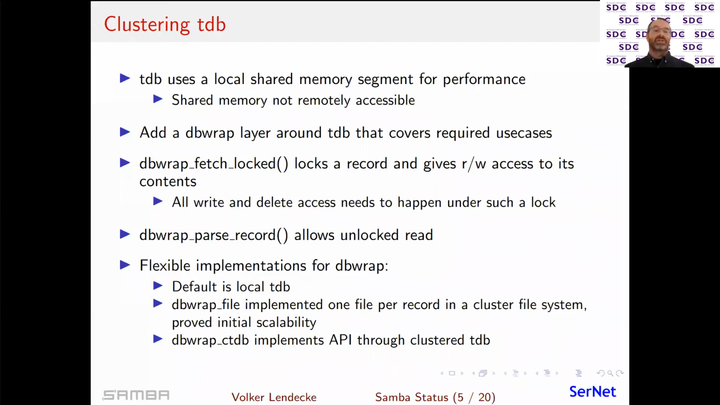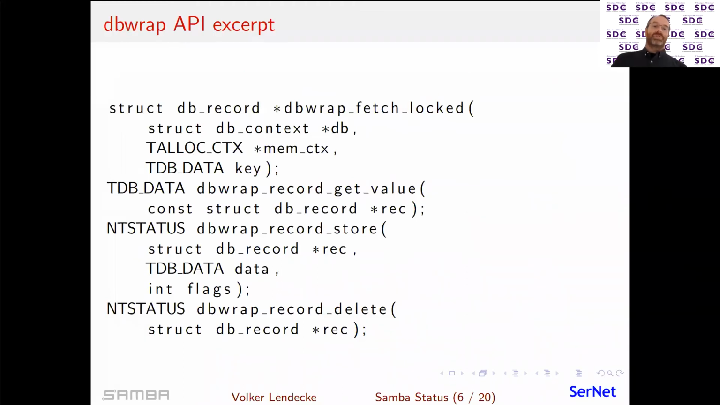So what does it look like? This is a short excerpt of the dbwrap API. And as I said, dbwrap fetch locked is the most important call. What does it take as arguments? It takes a DB context. And each of these databases that Samba uses, of course, gets a DB context. Then it takes a memory context. What is this? It's a talloc context.